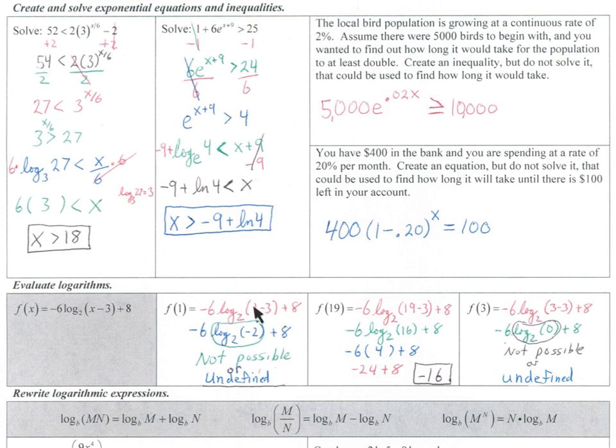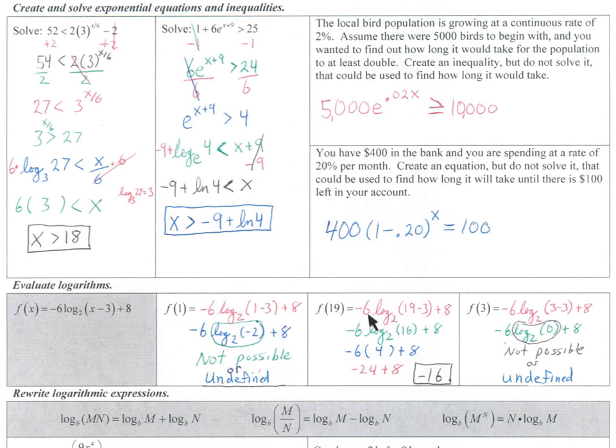And what you'll notice is when I put 1 right there, I get negative 2. And you can't have a negative in a log, because 2 to the what power is negative 2? That doesn't make any sense. So that's undefined. Same thing with 3, because watch, 3 minus 3 is 0. You can't have a 0 in a log, because 2 to the what power is 0? It doesn't make any sense either. So these are both undefined.